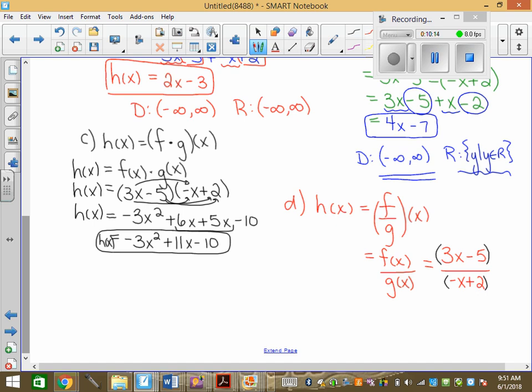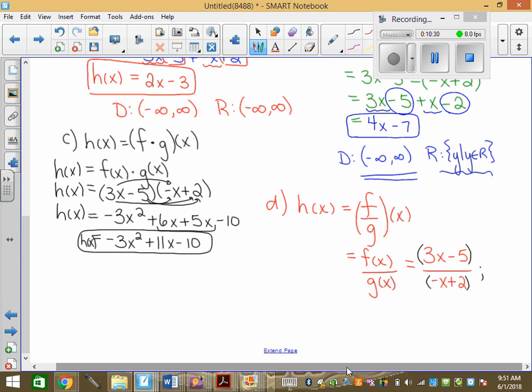But there is a step I have to remember because now I have a variable in the denominator. State NPVs, or restrictions. So behind this, I'd have to say x cannot equal 2. That would actually be the answer.